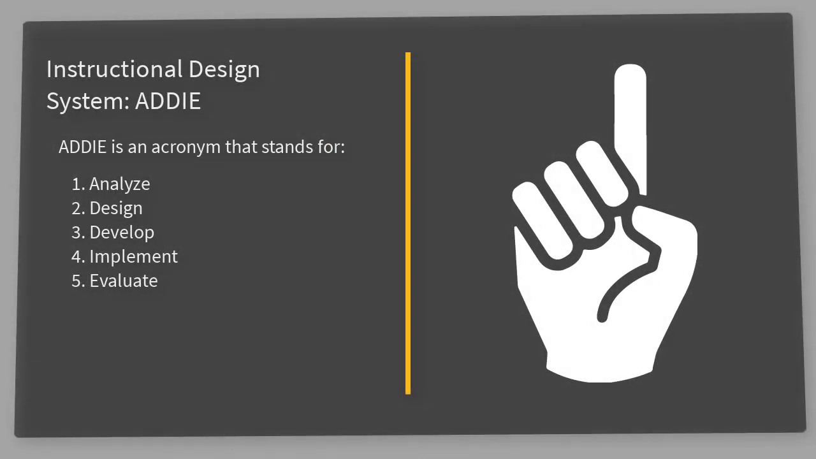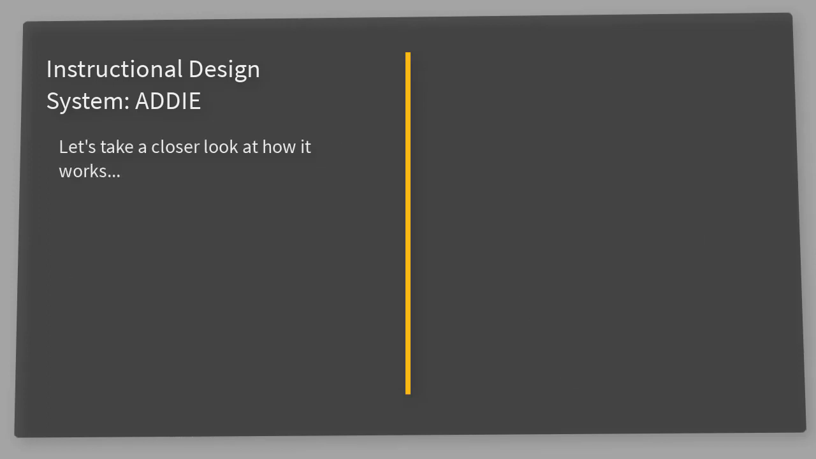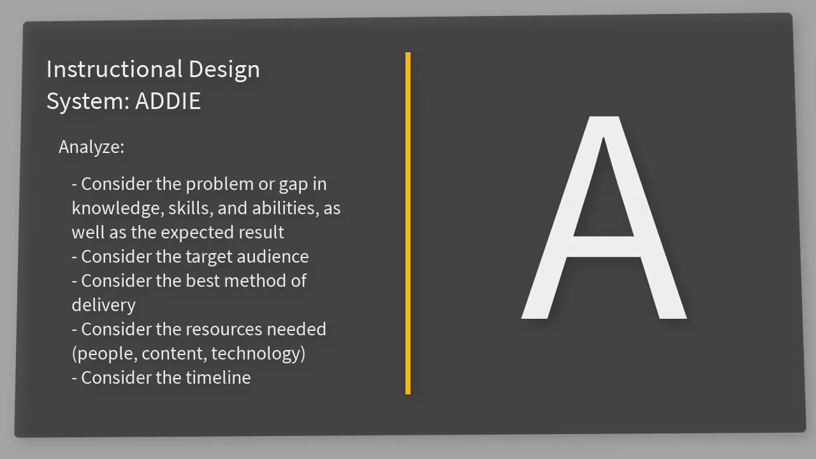ADDIE is an acronym that stands for Analyze, Design, Develop, Implement, and Evaluate. Let's take a closer look at how it works. When you analyze, consider the problem or gap in knowledge, skills, and abilities, as well as the expected result.